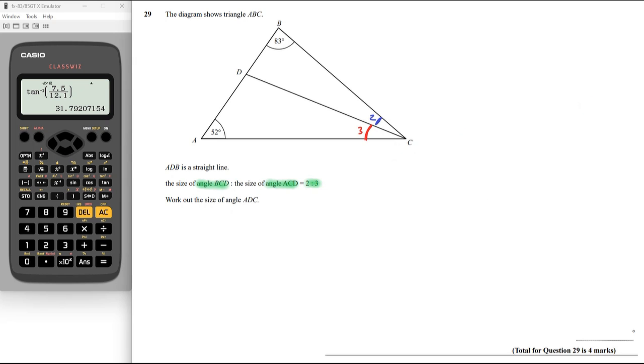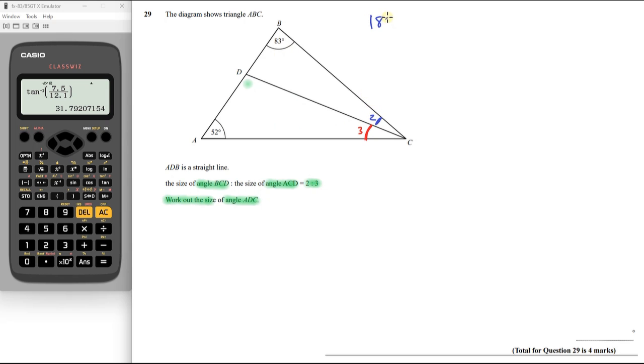Now let's have a look at the last part of the question. It says work out the size of angle ADC. So ADC, that's this angle here. So the first thing I'm spotting is that this big triangle, we've been given 2 of the angles, so we can work out this big angle over here, the combination of these 2 angles, just by knowing the fact that angles in a triangle sum to 180.